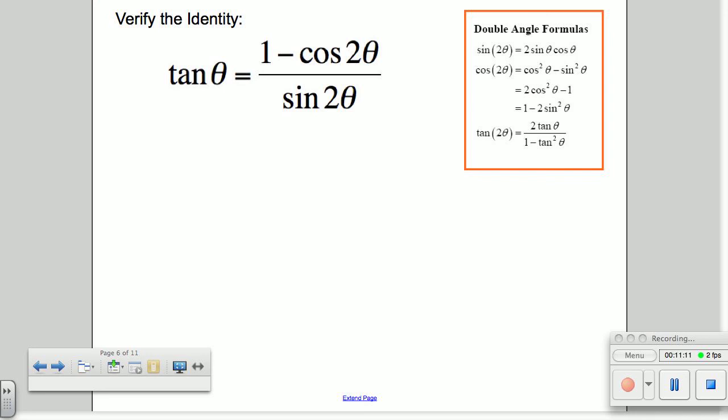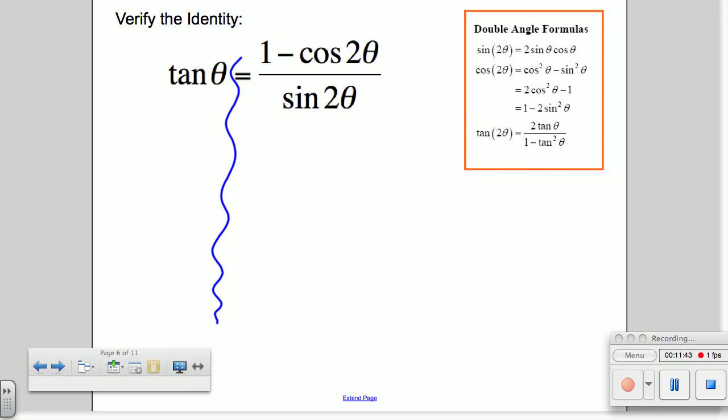The last thing, our favorite, verifying identities. We're going to add these double angle formulas to our list of options for verifying identities. Now, if I look at this, the left side and the right side, to me, the right side looks a lot more complicated. So we're going to work the right side for a while. And I see the cosine of 2 theta. So we can go ahead and switch that using one of our formulas.